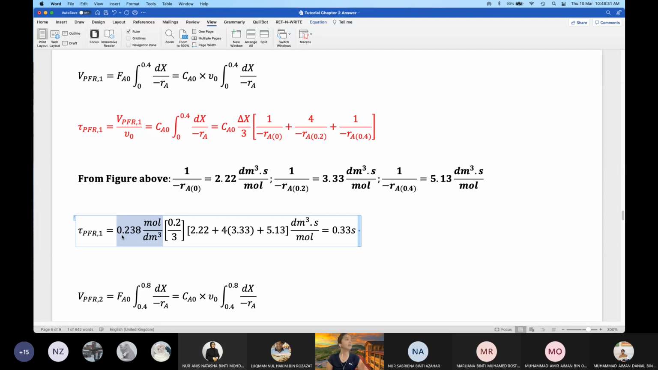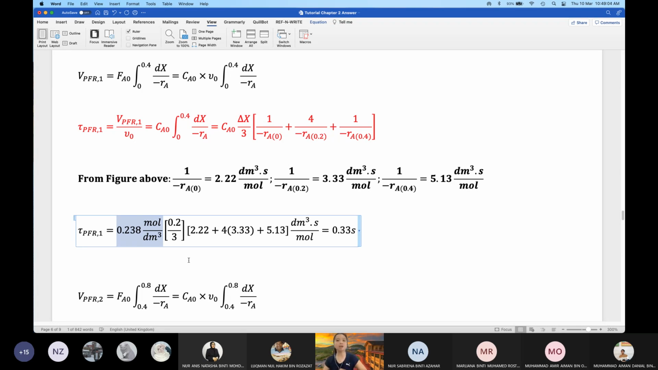X1 is 0.4, right? From 0 to 0.4, our middle X is 0.2. Our gap, delta X, will be 0 to 0.2, delta X is 0.2. 0.2 to 0.4, delta X is also 0.2. So delta X, 0.2 divided by 3. Then in the bracket, 1 per minus RA at my X0, plus 4 per minus RA at my middle X 0.2, plus 1 per minus RA when my X is 0.4.